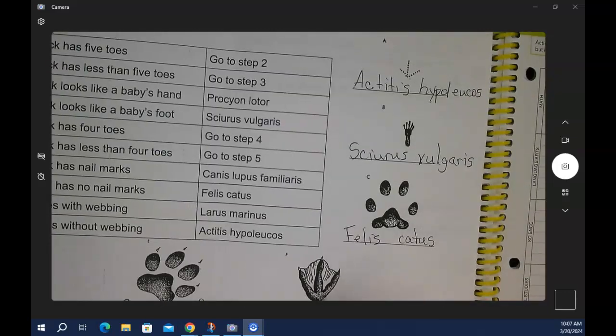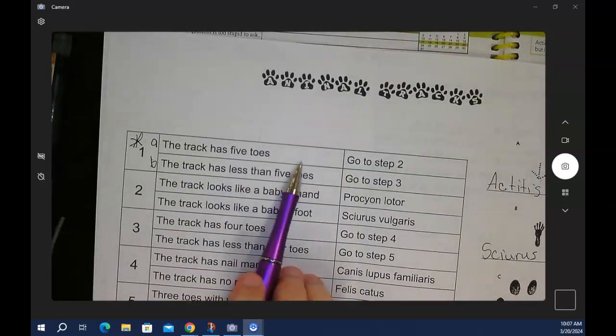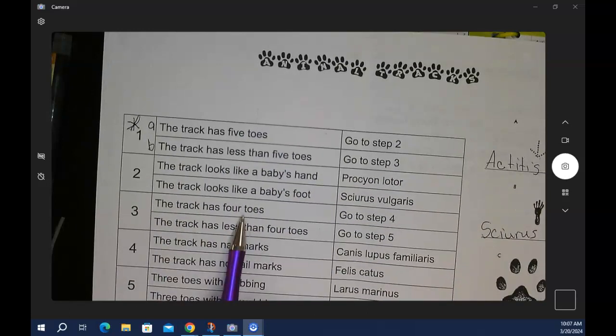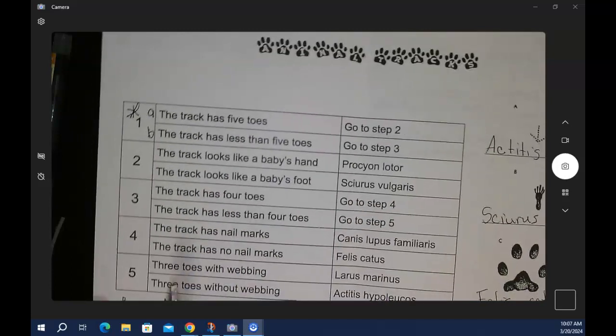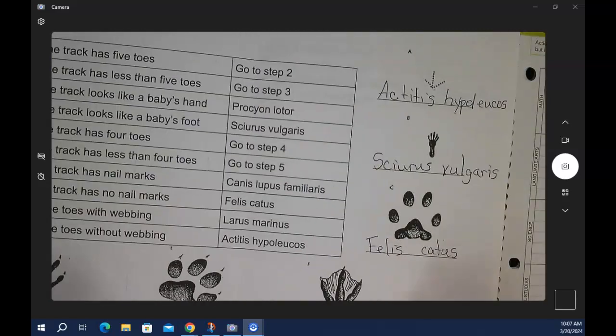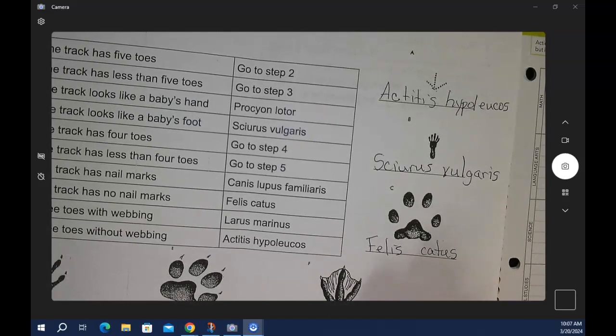And then here we have 1, 2, 3. Track has 5 toes? No. Track has less than 5 toes? Yes. Go to 3. Track has 4 toes? No. Track has less than 4 toes? Yes. Go to step 5. 3 toes with webbing? Yes. 3 toes without webbing? No. So this is Larus marinus.